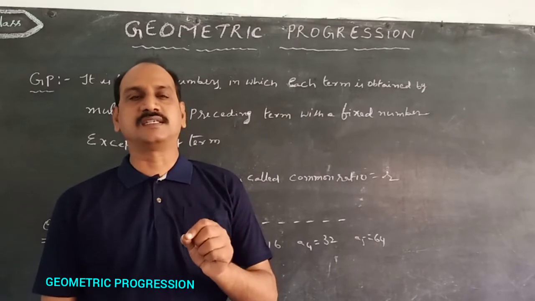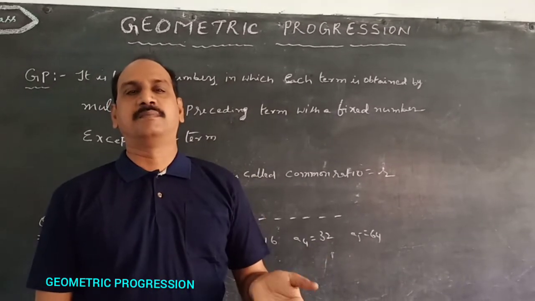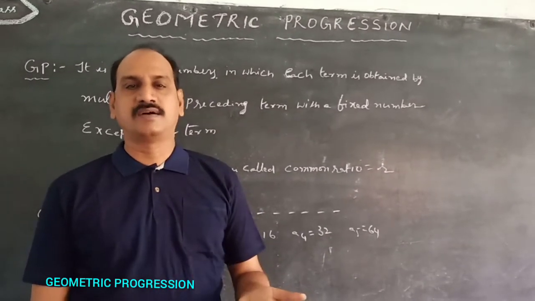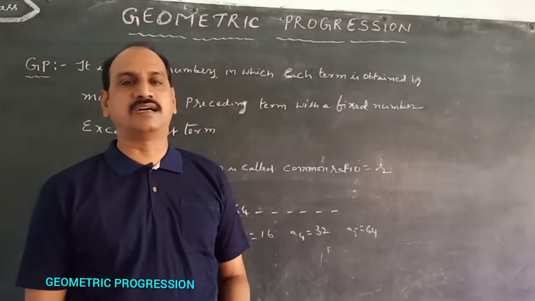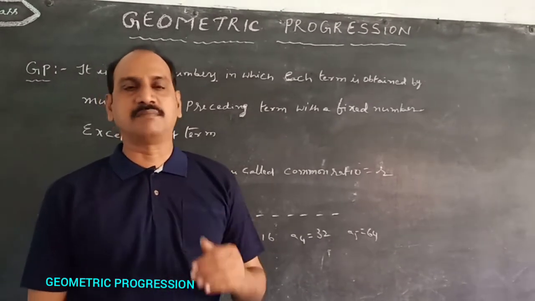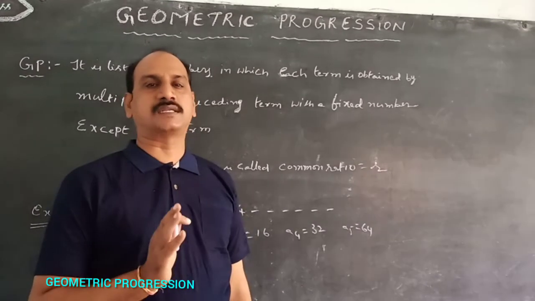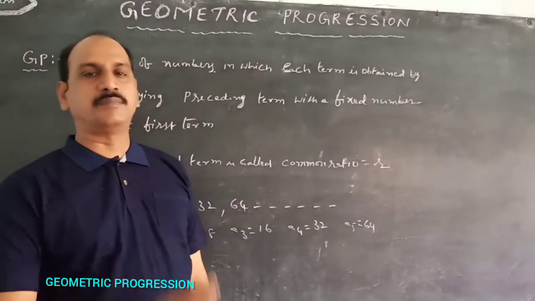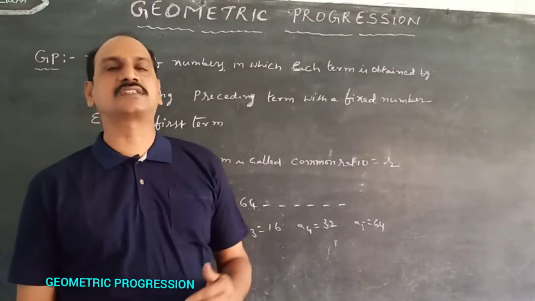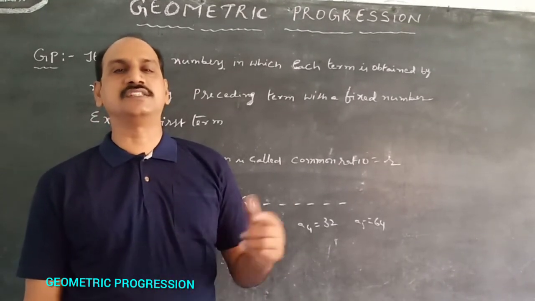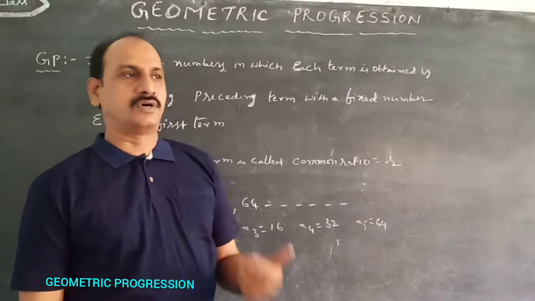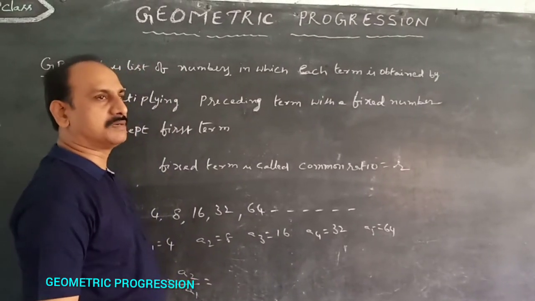A fixed number is multiplying the preceding term except the first term, then the sequence is called the geometric progression. The fixed number is called the common ratio, that is denoted by R. So geometric progression is also denoted by GP.